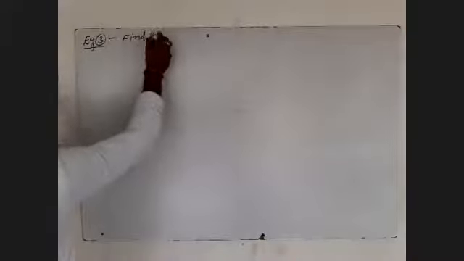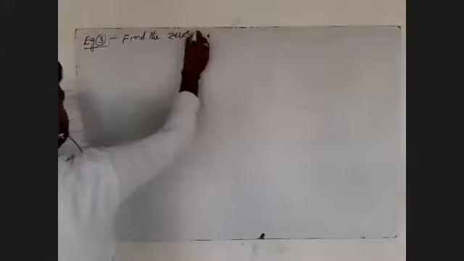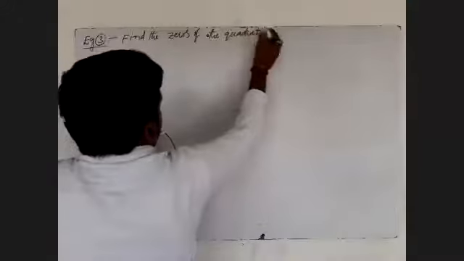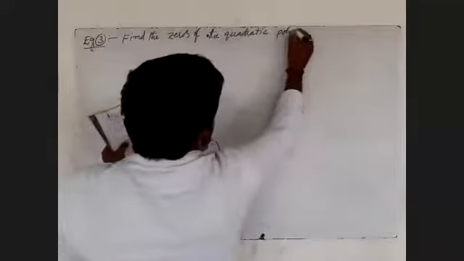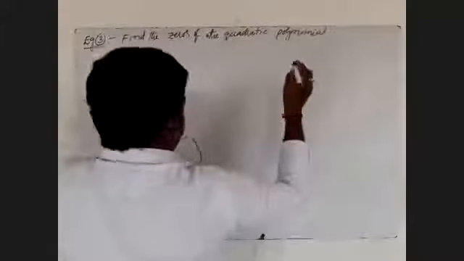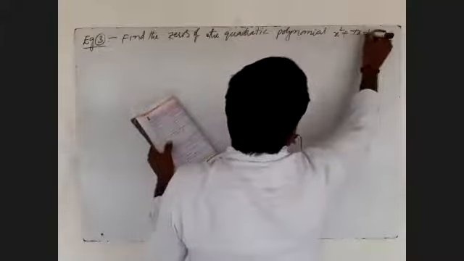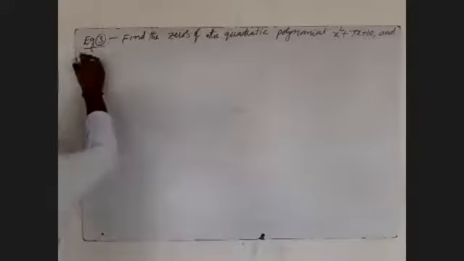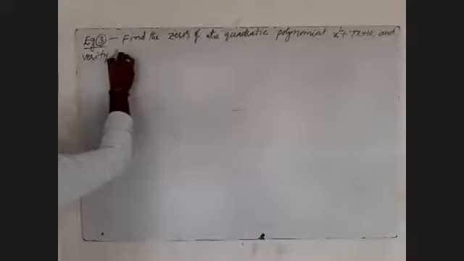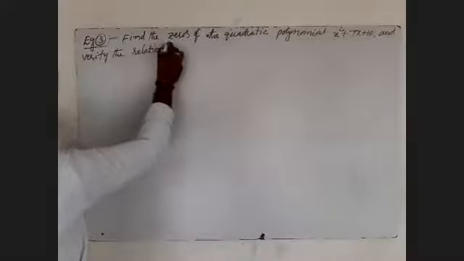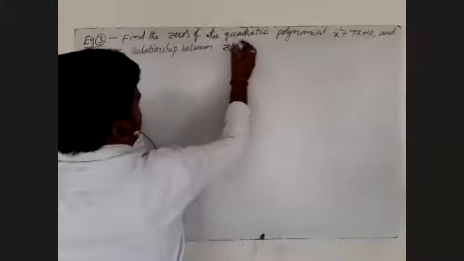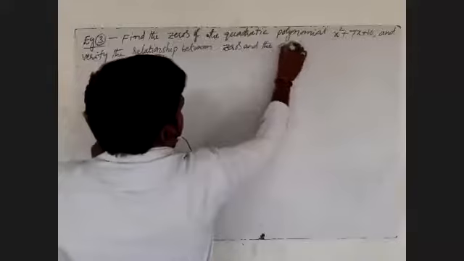What am I asking? Find the zeros of a quadratic polynomial x square plus 7x plus 10 and verify the relationship between zeros and the coefficients.